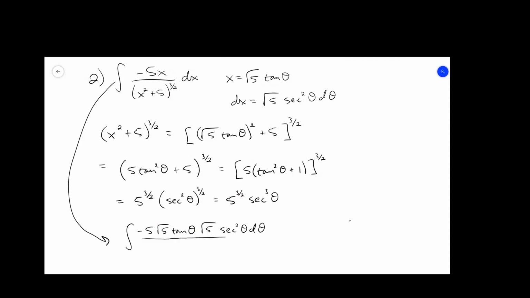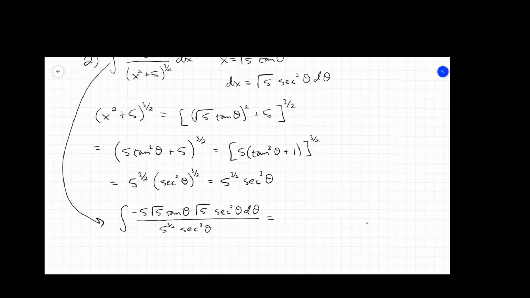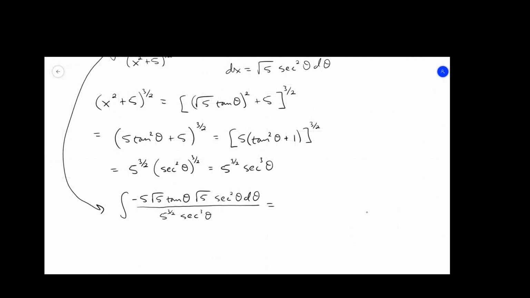Denominator, what else do we have going on here? We said that entire denominator became 5 to the 3 halves power secant cubed theta. Okay, everybody see what's happening here? Any questions so far?